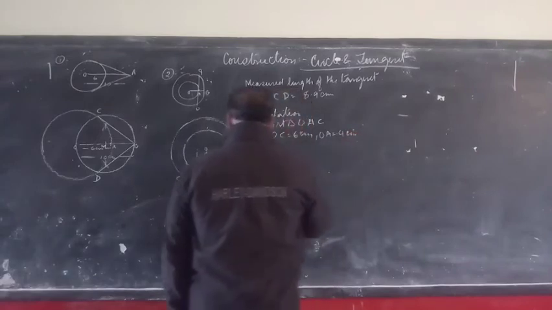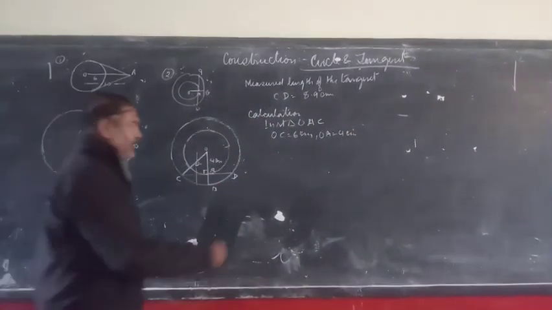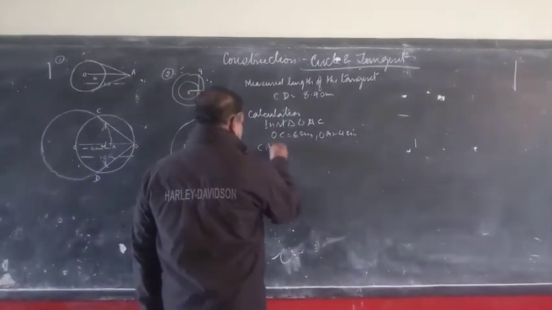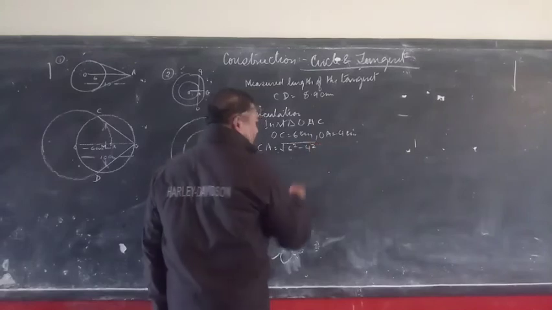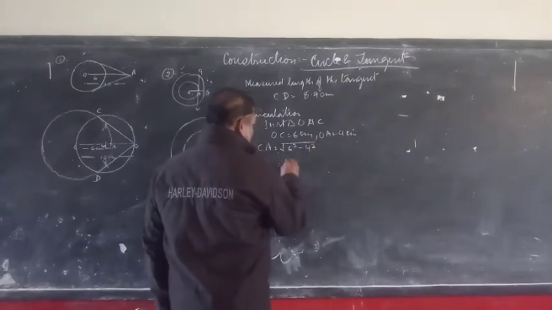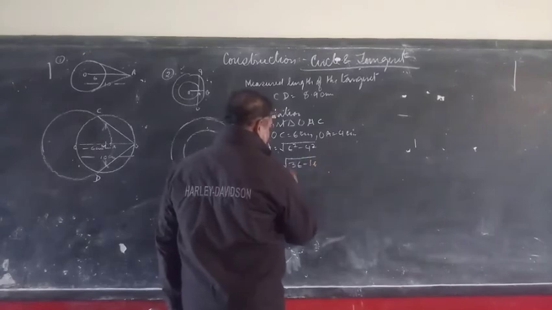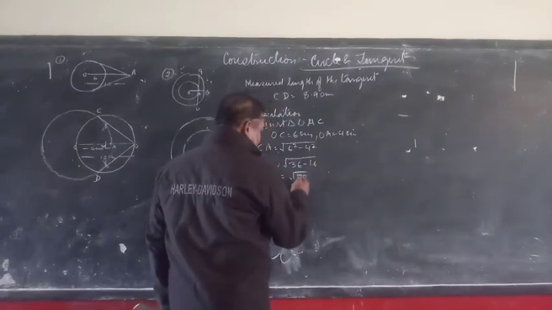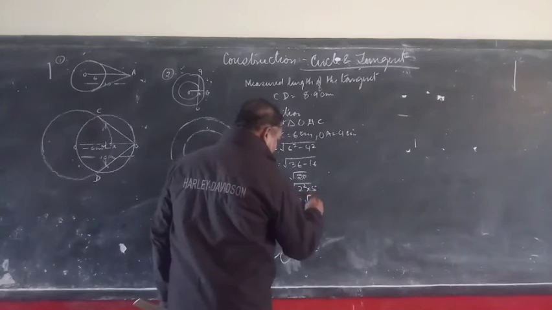So from Pythagoras theorem we are in a condition to find the value of CA. CA squared is equal to 6 square minus 4 square. That is equal to 36 minus 16, which is equal to 20. That is equal to 2 square into 5. That is equal to 2 root 5.